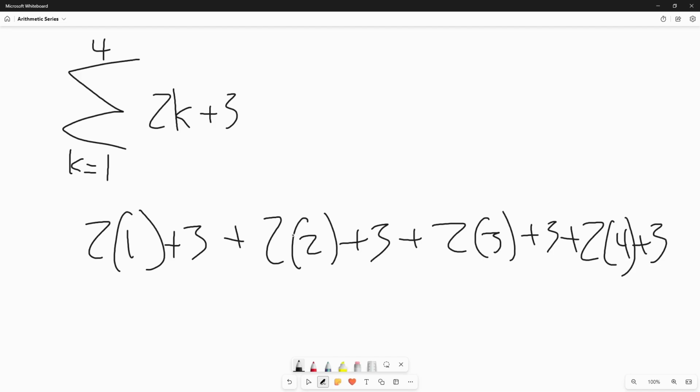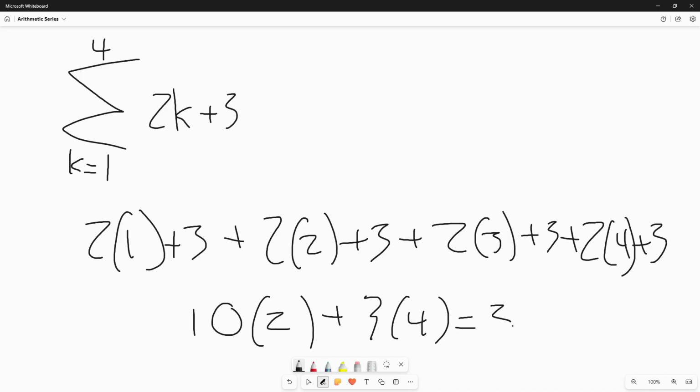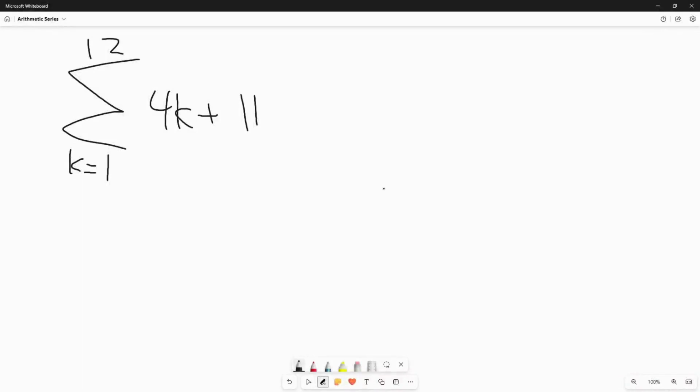So we can actually add up these twos. So 1, 2, 3, 4, 5, 6, 7, 8, 9, 10. So 10 times 2 plus 1, 2, 3, 4 threes, plus 3 times 4, equals 20 plus 12 equals 32. And that's our sum. But sometimes the number at the top is going to be too big for you to do it that traditional way.